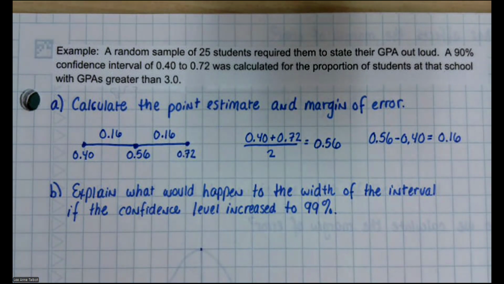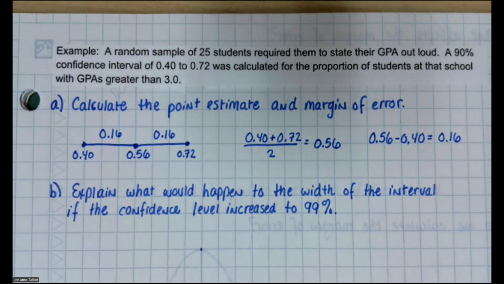By the way, that is exactly the very first directions of the multiple choice part of the test. Not the same problem, but that's the very first question. You have a low and a high, find the point estimate and margin of error. Draw a little picture, find the middle, subtract. Easy. One point, guaranteed.